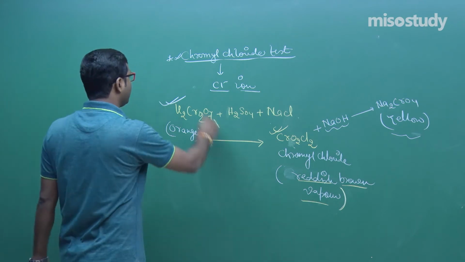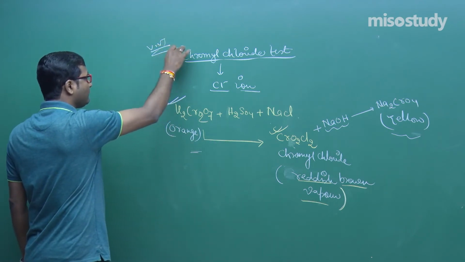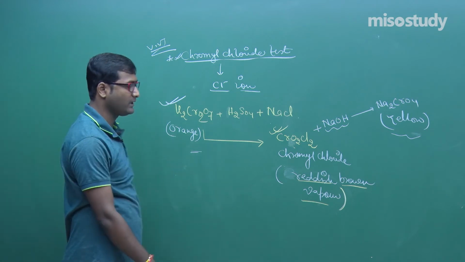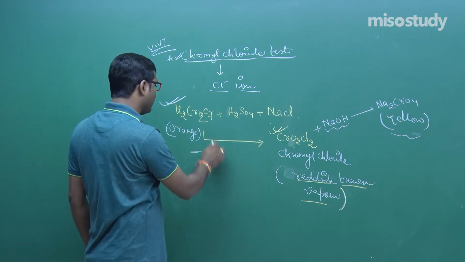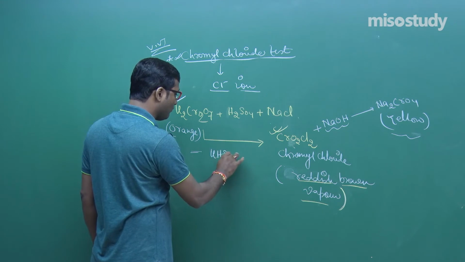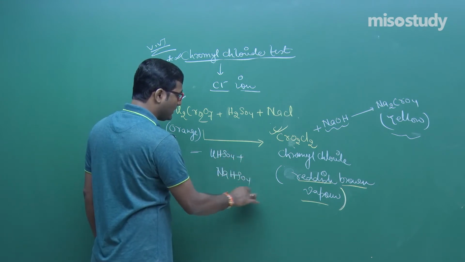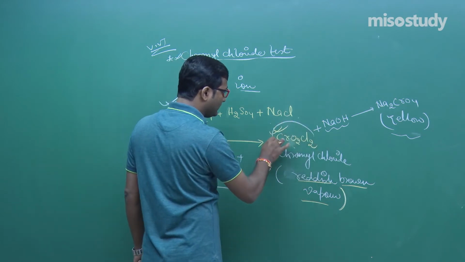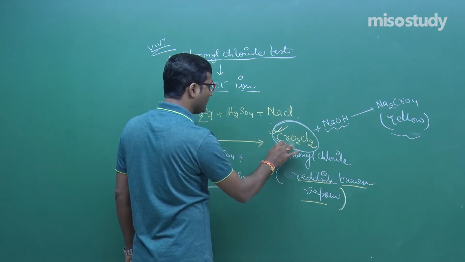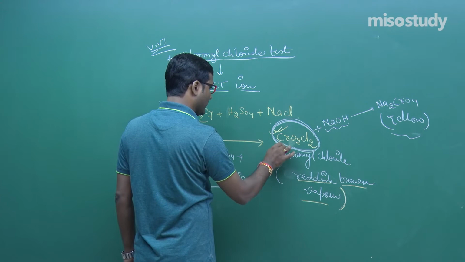Yes sir. This is again a VVI thing. If you have doubt, you can easily approach me. Again I am repeating, the byproduct here is KHSO4, NaHSO4, but here we have to check only the chromyl chloride, my friend.